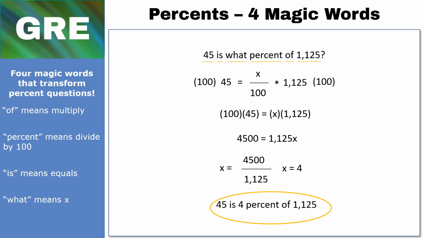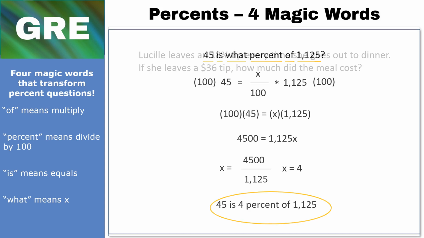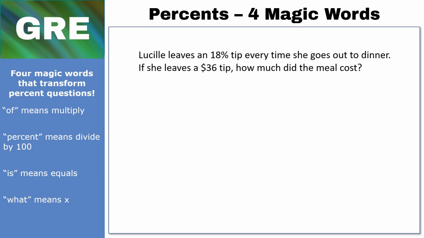Let's do a word problem version of this. Lucille leaves an 18% tip every time she goes out to dinner. If she leaves a $36 tip, how much did the meal cost? All right, what we're actually being asked is this: 36 is 18% of what number? Because we know $36 is 18% of the entire cost of the meal.